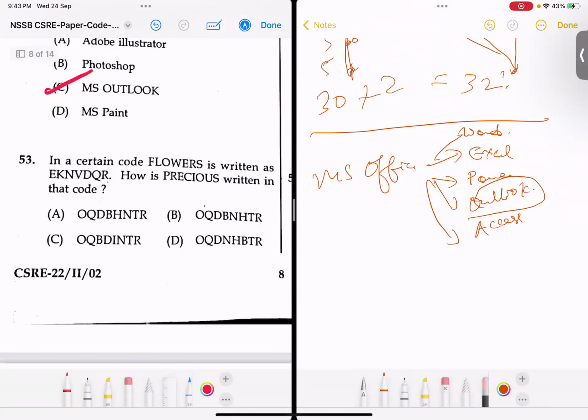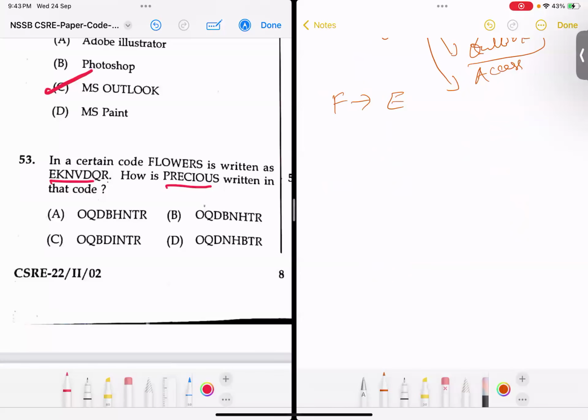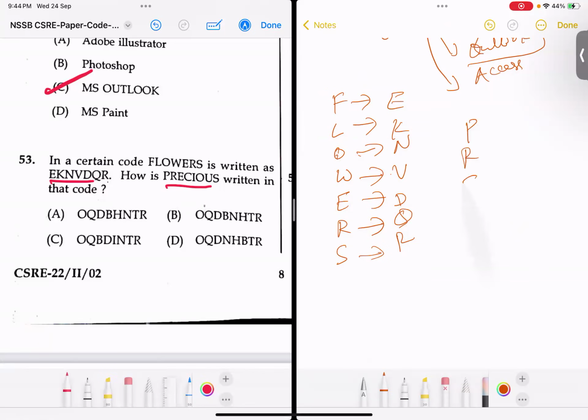In a certain code, question number 53, flowers is written in this form, okay? How is precious written in this form? Now, you just see how the letters have been substituted, okay? Now, F has been substituted for E, right? F, L, O, W, E, R, S becomes E, K, N, V, D, Q, R. So this is the flow. Each alphabet in the word has been replaced by another alphabet. Now we have to determine how the word precious can be written, right?